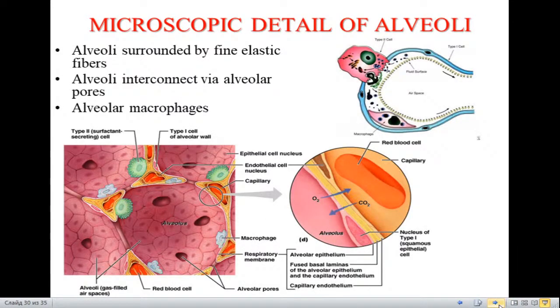If you look at alveoli through a microscope, you can see that they are surrounded by elastic fibers. They are interconnected by the alveolar pores, and inside their cavity we have alveolar macrophages, which are responsible for protection of the lungs, killing the foreign substances and also removing them.